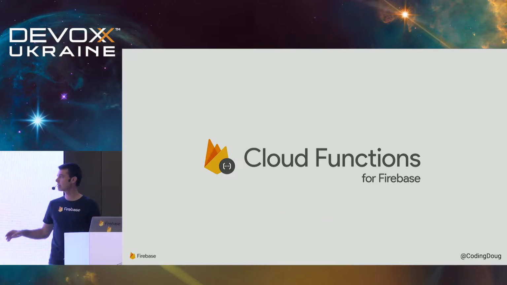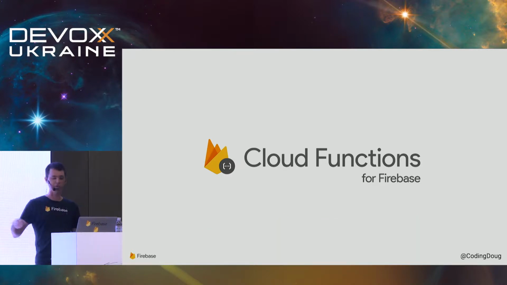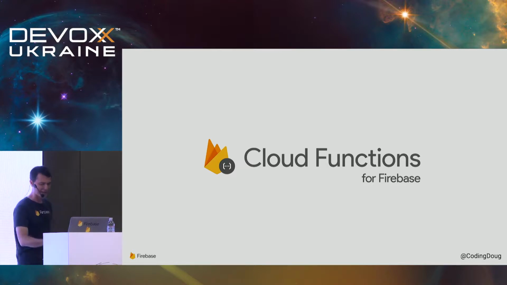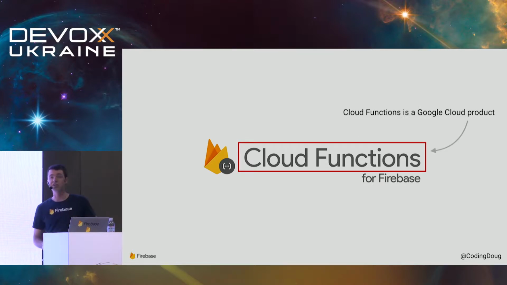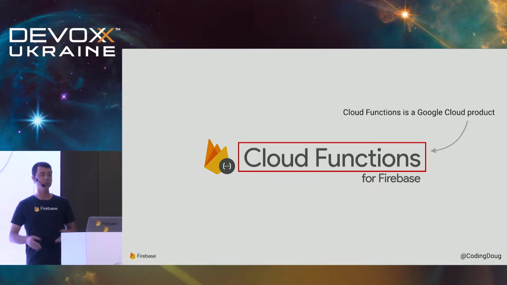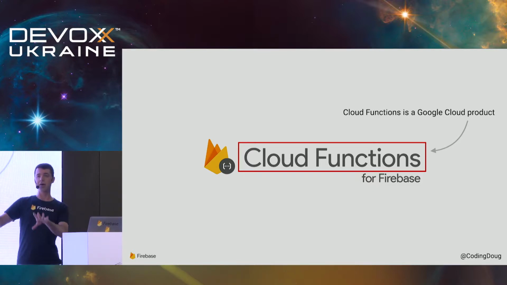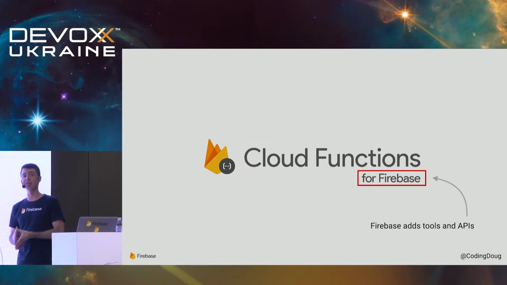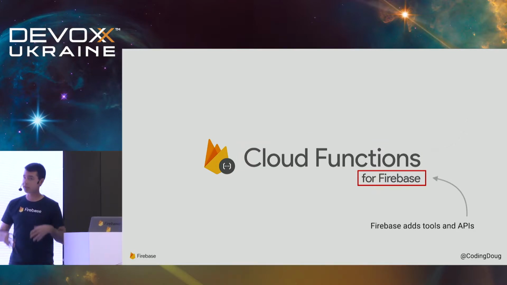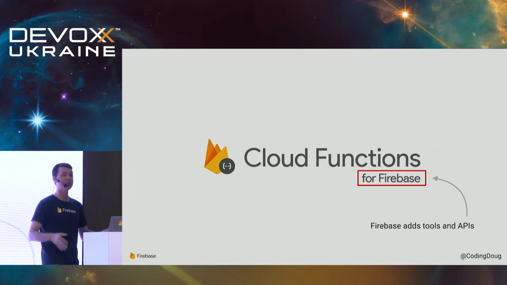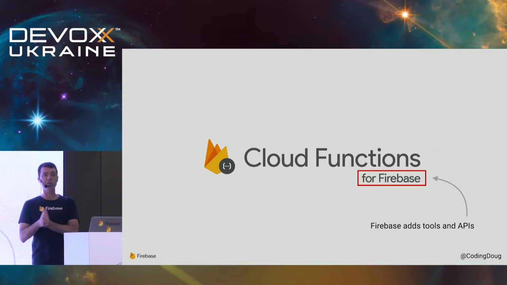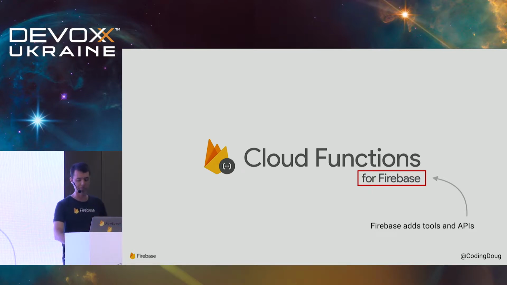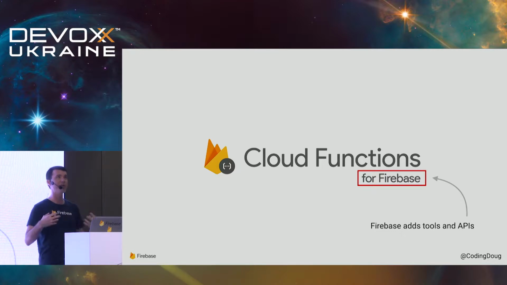Now, the name of the product that I'm using is called Cloud Functions for Firebase. Let's unpack that a little bit. Cloud Functions is actually the name of a Google Cloud product. So Cloud Functions is a Google Cloud product, but Firebase adds tools and APIs on top of that. So there's a command line interface, there's SDKs, there's extra things to help make it easier for Cloud Functions to work with your Firebase product. So I'm going to take a Firebase view of Cloud Functions.